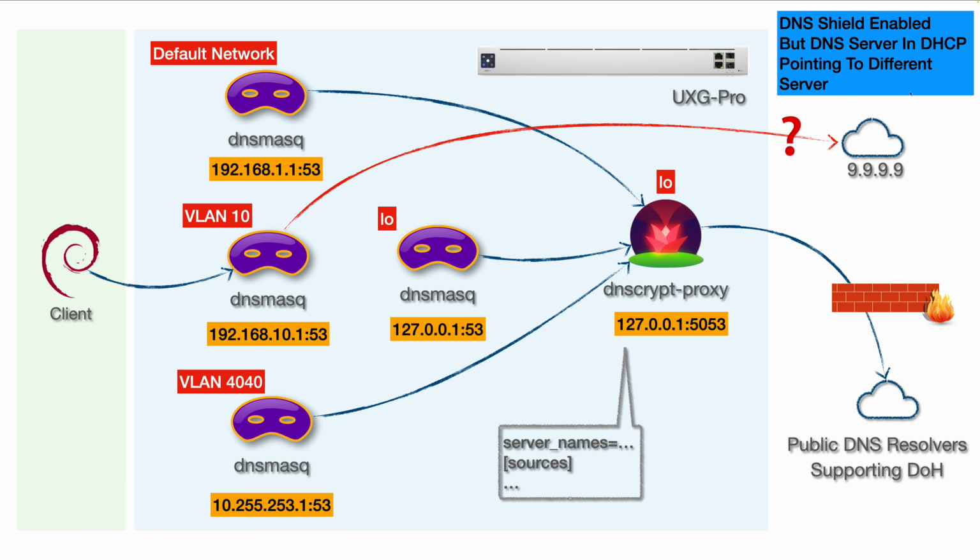In the end, we will discuss a special situation. What if you enabled DNS Shield and you configure the DNS server in DHCP to a totally different server? So whether the DNS Shield still works.